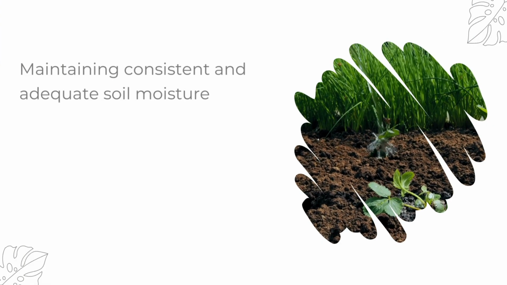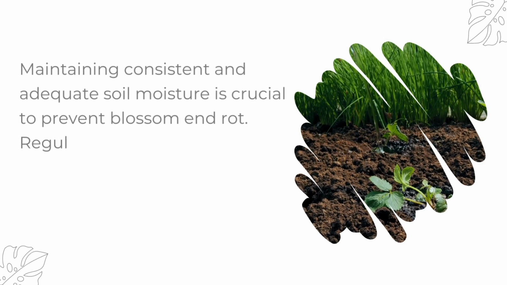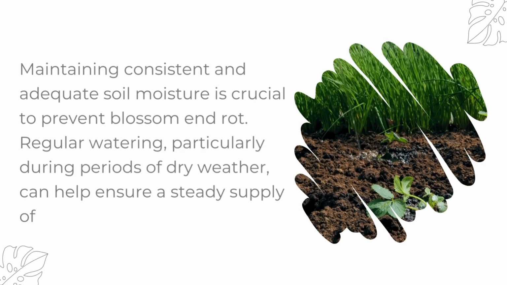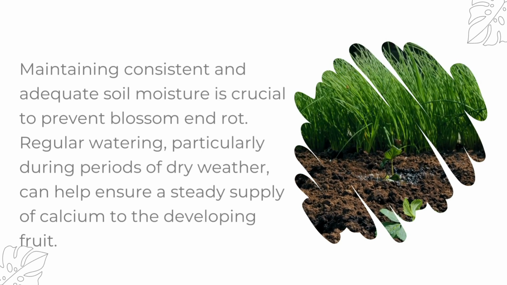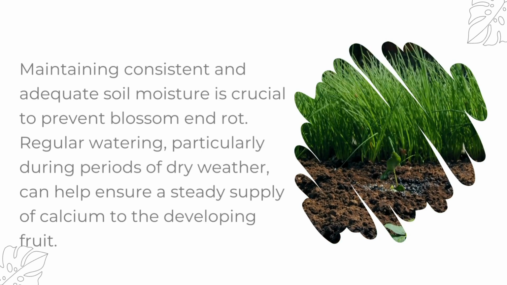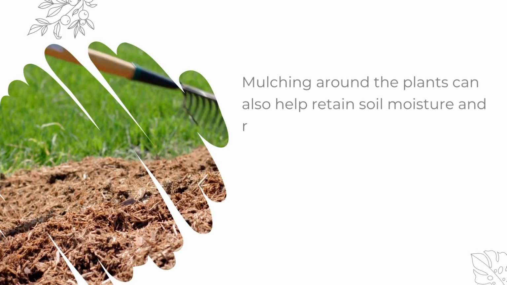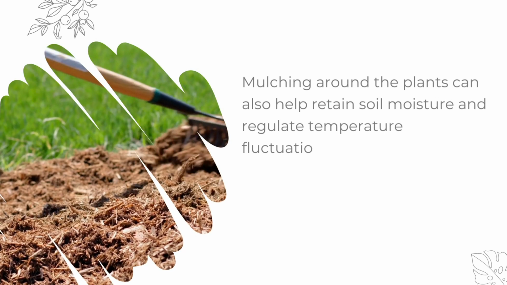Maintaining consistent and adequate soil moisture is crucial to prevent blossom end rot. Regular watering, particularly during periods of dry weather, can help ensure a steady supply of calcium to the developing fruit. Mulching around the plants can also help retain soil moisture and regulate temperature fluctuations.